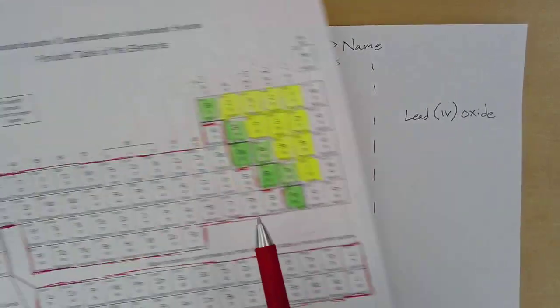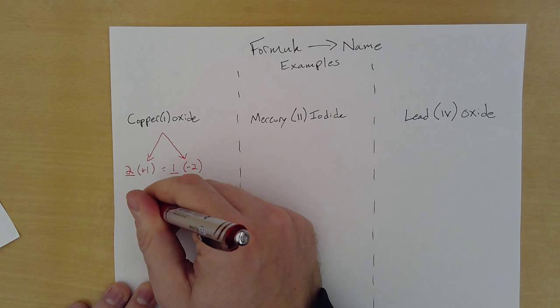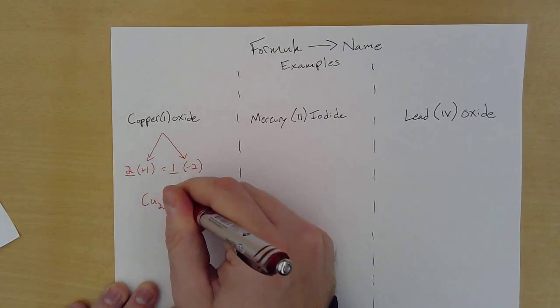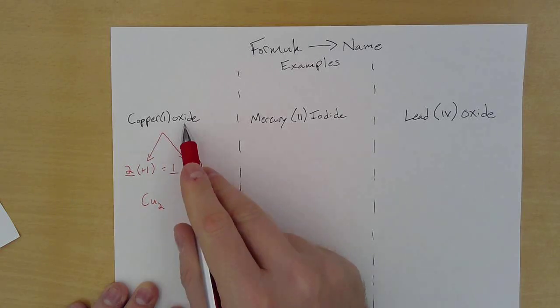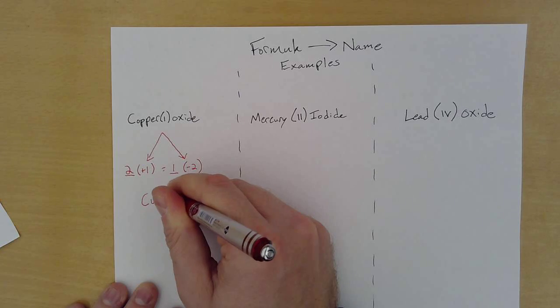So I'm going to look up copper. Copper ends up being Cu. So I put Cu. That number 2 goes down at that subscript. And then I only have one of these oxygens. Oxygen's that nice big O, so it's Cu2O.